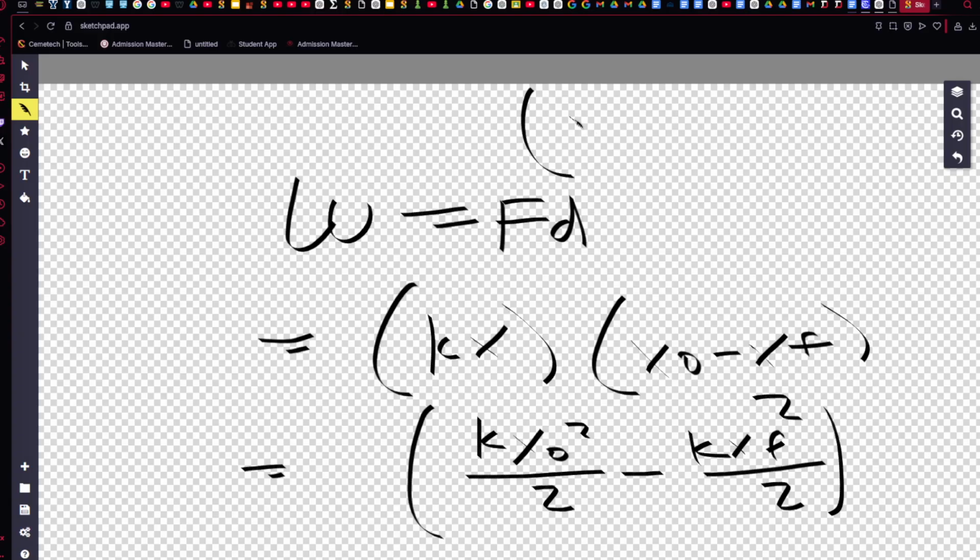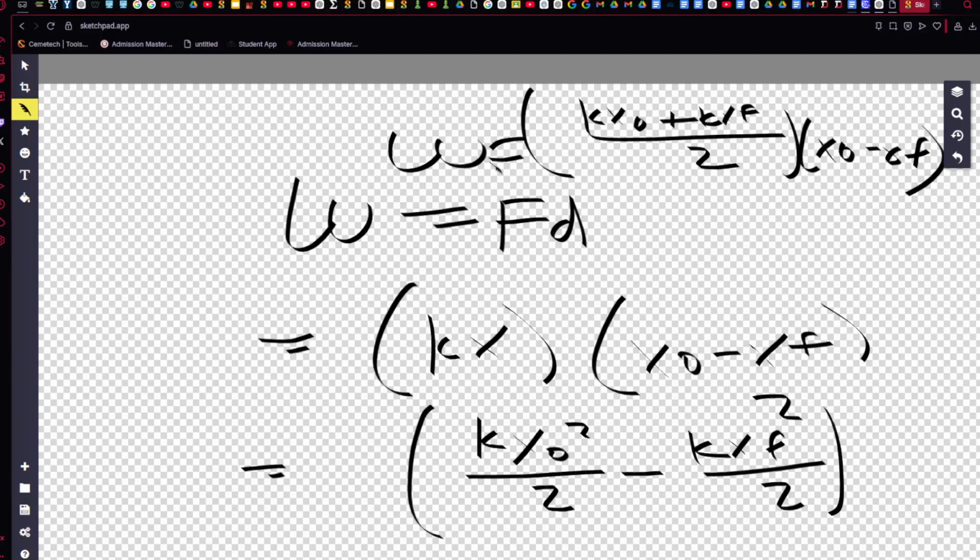The logic is that the average force is just going to be kx0 plus kxf over 2 times x0 minus xf, and doing the algebra you get kx0 squared over 2 minus kxf squared over 2. So that will essentially be the work energy theorem that we have to deal with, and that will be equal to how much energy it is and how much work it can do on an object. So this is how much work it can do on an object depending on the initial and final positions.